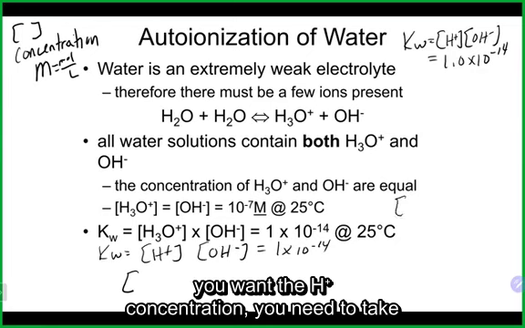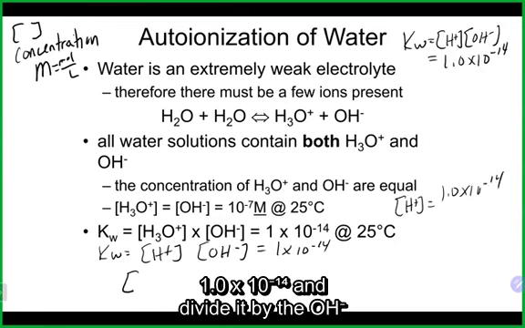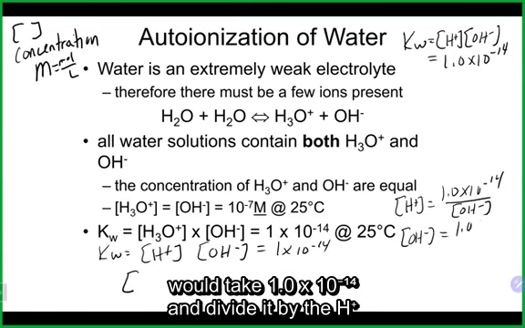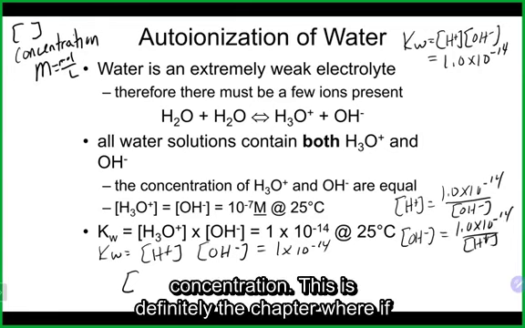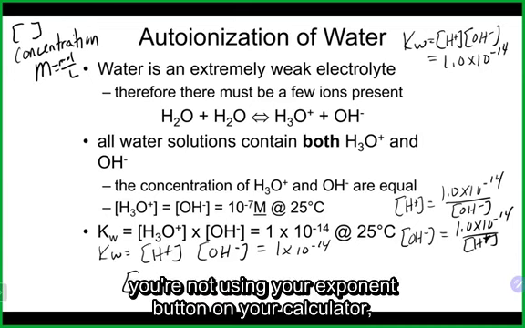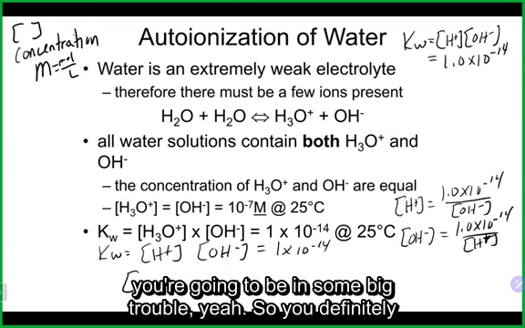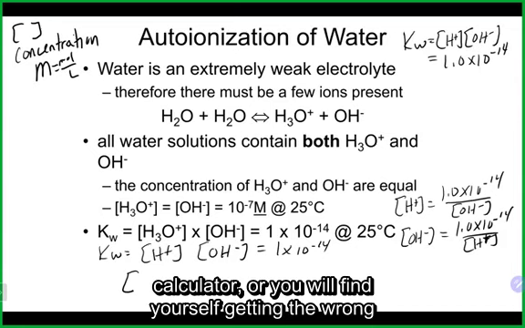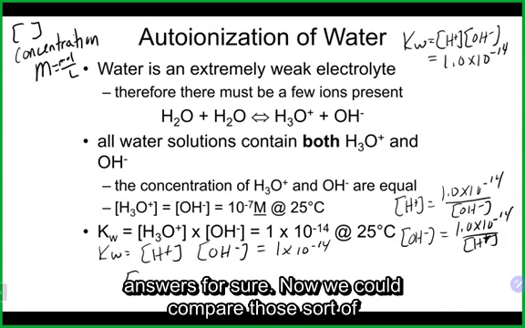So if you want the H plus concentration, you need to take 1 times 10 to the minus 14 and divide it by the OH minus concentration. And if you want the OH minus concentration, you would take 1 times 10 to the minus 14 and divide it by the H plus concentration. This is definitely the chapter where if you're not using your exponent button on your calculator, you're going to be in some big trouble. So you definitely want to make sure you're using the exponent button on your calculator, or you will find yourself getting the wrong answers for sure.